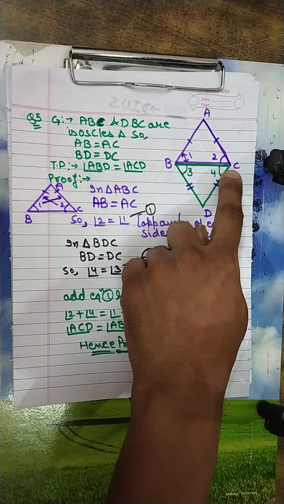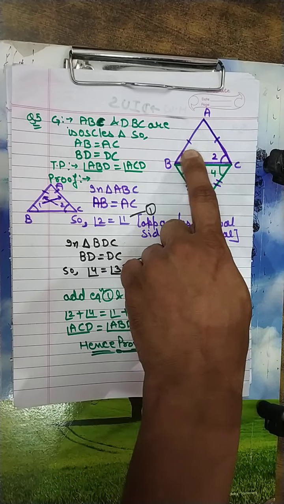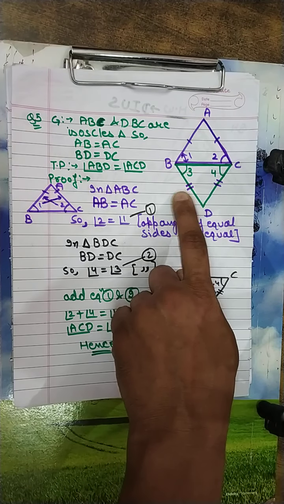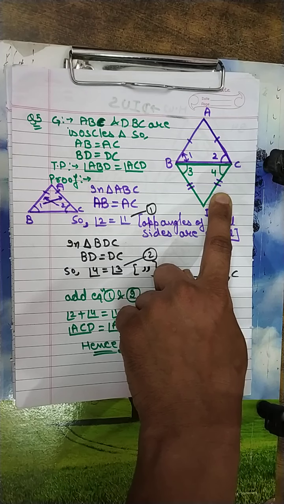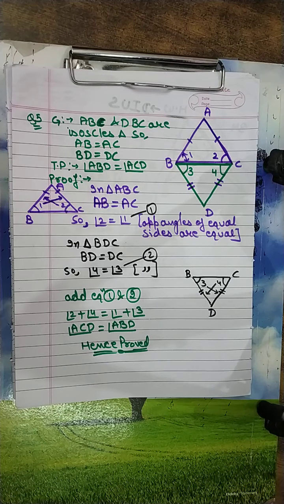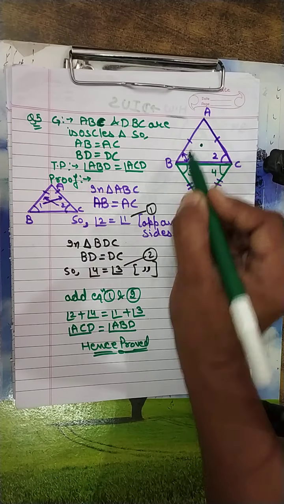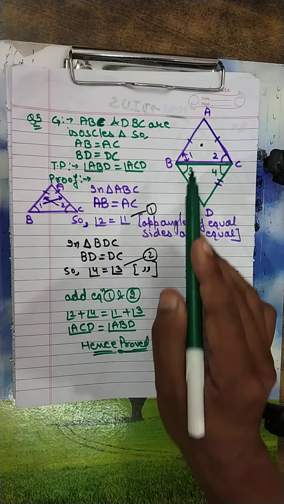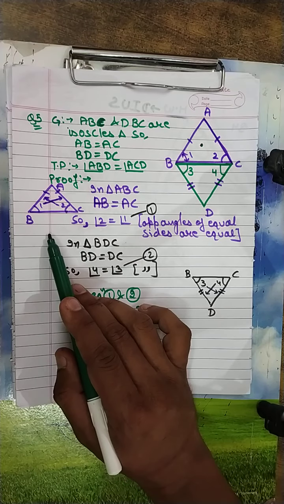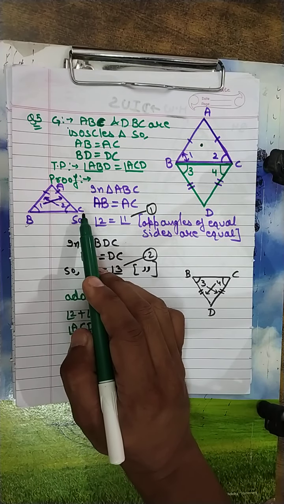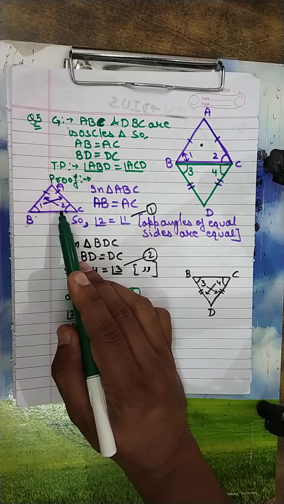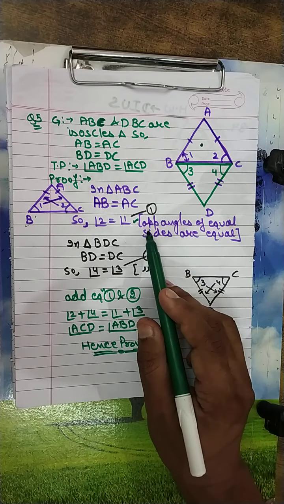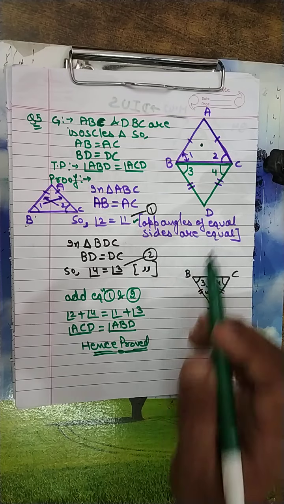In triangle ABC, it's an isosceles triangle, so AB equals AC. BCD is an isosceles triangle, therefore BD equals DC. Now talk about the triangles one by one. First of all, talk about the upper triangle, ABC. AB equals AC, so their opposite angles are equal. Angle 1 equals angle 2. That is equation number 1. Opposite angles of equal sides are equal.